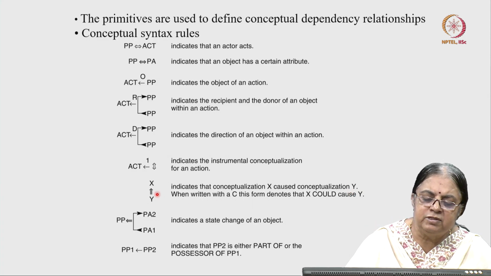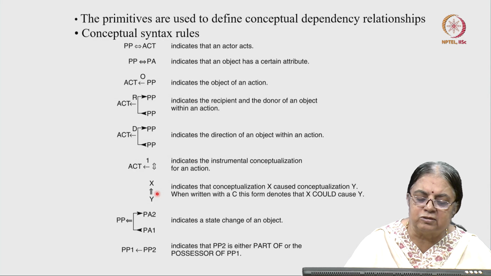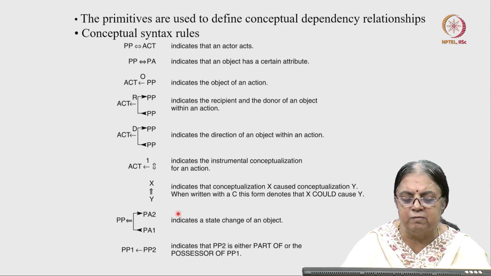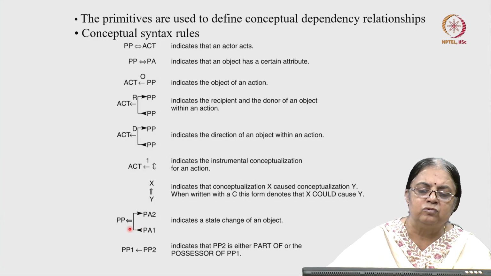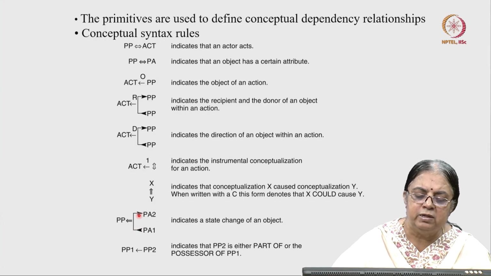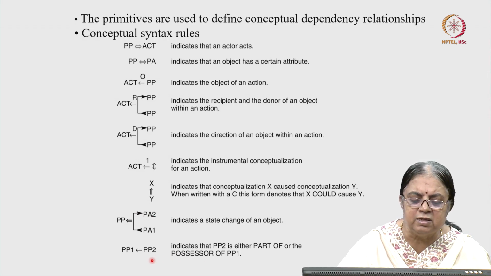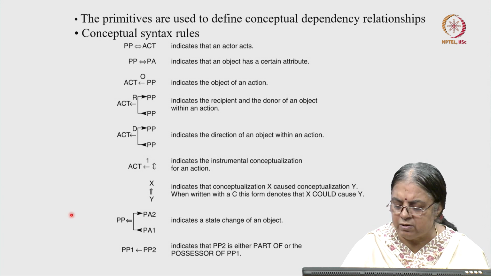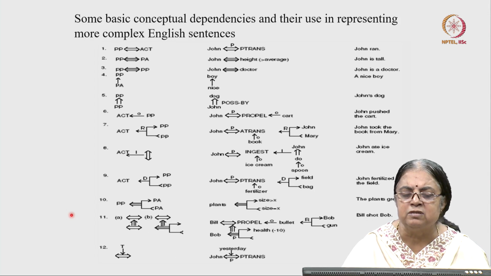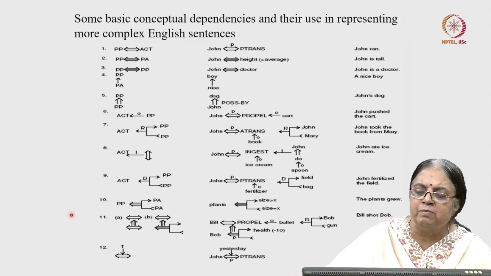Or, if you put C, you could say it could cause, right, conditional, and this indicates a state change of an object from PA1 to PA2. So, from attribute 1 to attribute 2, and this indicates that PP2 is either part of or a possessor of PP1. So, knowing all these, we can actually write out sentences using the conceptual dependency.